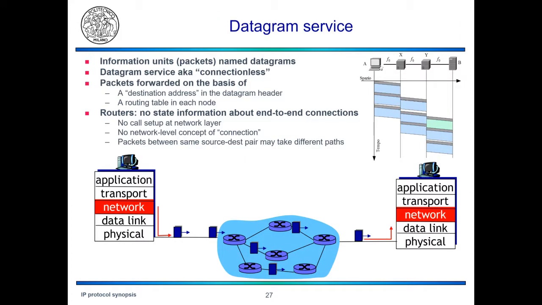On the other hand, we have the datagram service. In this case, the information units, the packets that are named datagrams, are treated as individual entities. So the datagram service is always connectionless. There is no need to set up any kind of flow or connection in advance. And packets are forwarded on the basis of a destination address. The destination address is written in the datagram header.